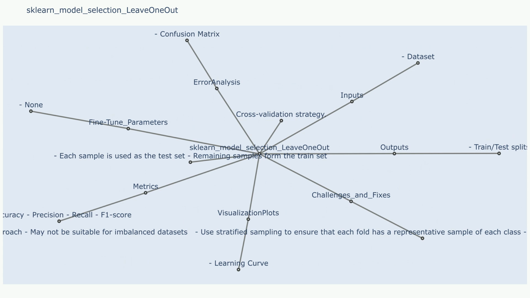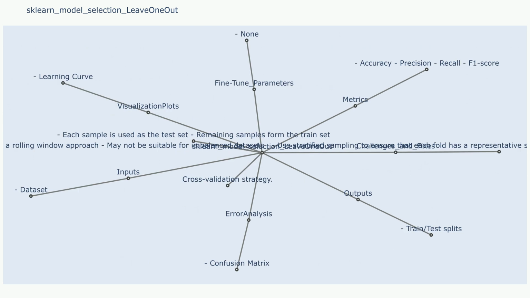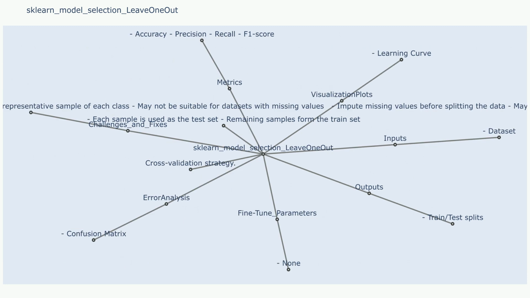Metrics: Accuracy: It is the proportion of correctly classified instances. Precision: It measures the proportion of correctly classified positive instances. Recall: It measures the proportion of true positive instances correctly identified. F1 score: It is the harmonic mean of precision and recall.